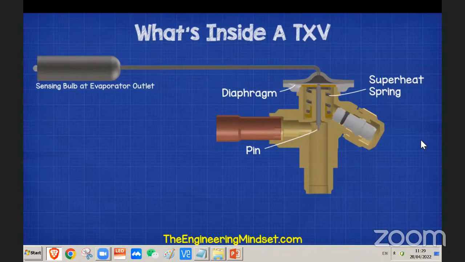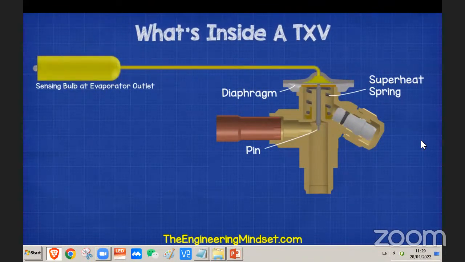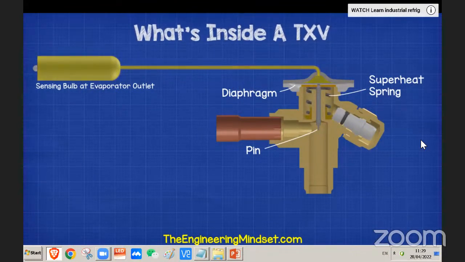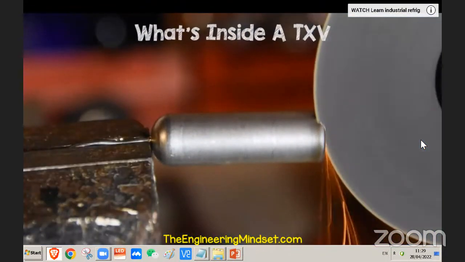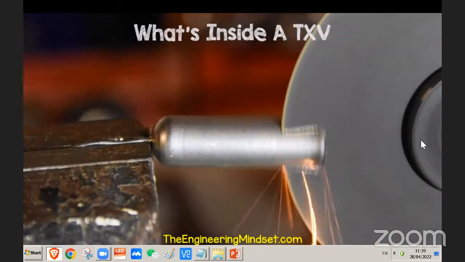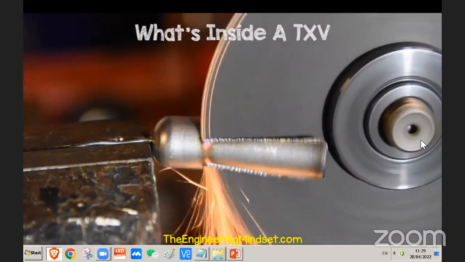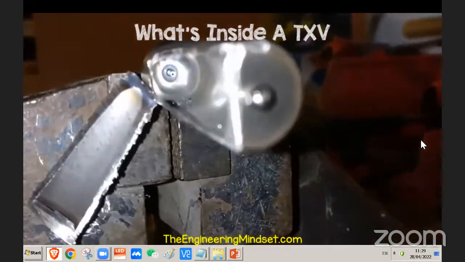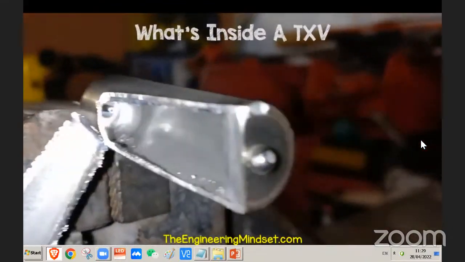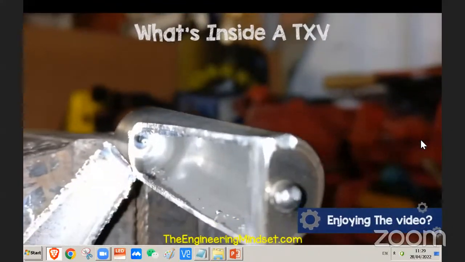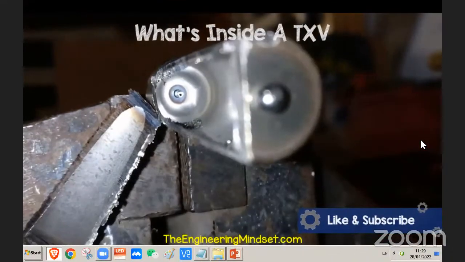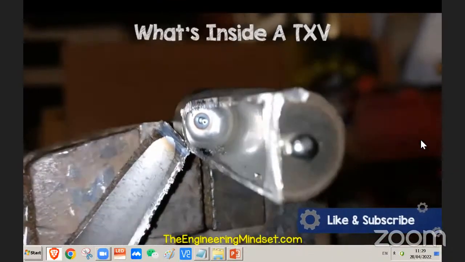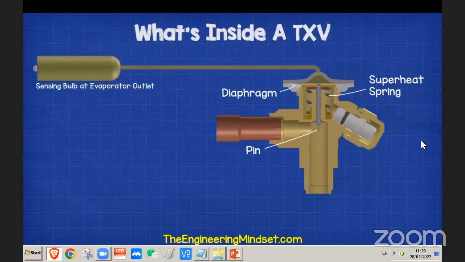Above the diaphragm, we have this empty chamber which is connected to the capillary tube and then the sensing bulb. The chamber, the capillary tube and the bulb are all hollow. I'll just cut through the sensing bulb using an angle grinder to show you the inside. As you can see, it's just an empty cylinder which is usually filled with some refrigerant. The refrigerant in the bulb and capillary are completely separated from the main refrigerant which flows in the system. This isolated refrigerant only moves between the bulb, the capillary tube, and the top of the diaphragm.